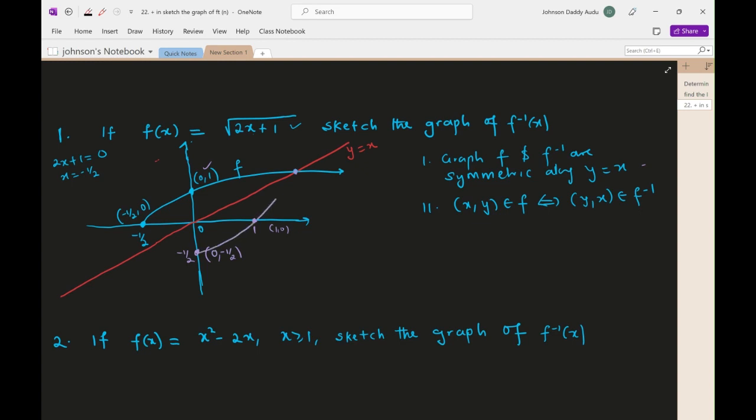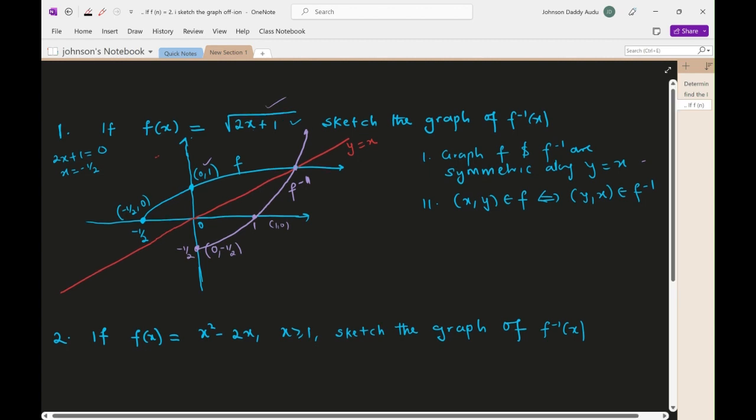We can take more points, but I think these are enough. And this will keep going as well. So this is the graph of f inverse. Okay, if you want to know the exact point here, all you need to do is equate y and x and solve for x, but we don't really need to do that. Now, number 2.